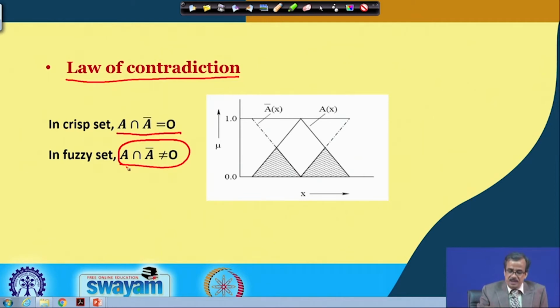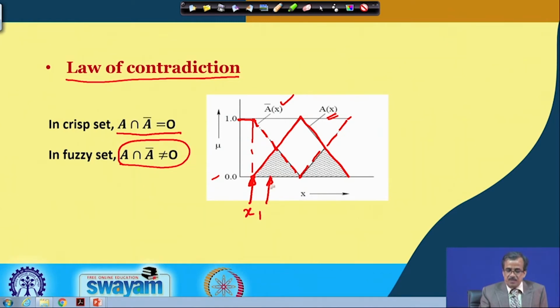Now, let us try to explain here. Supposing that this is nothing but the membership function distribution of a fuzzy set A(x), and its complement is nothing but this dotted line. So, this is your A bar(x). Now, I try to find out their intersection, so we will start from here. Corresponding to this value of x, say x1, according to A(x), I have got the mu value equal to 0, and corresponding to x1, the mu value corresponding to A bar(x) is 1, and we will have to consider the minimum. So, I will have to consider this particular 0.